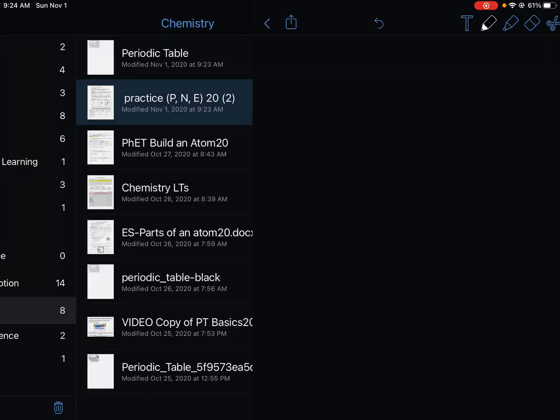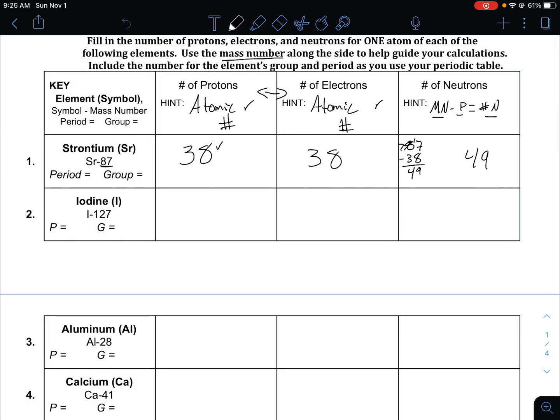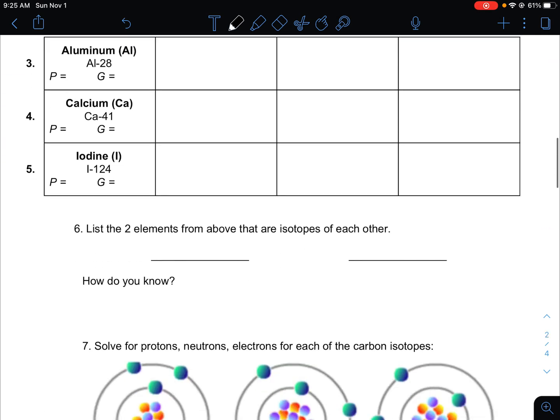There's one last thing we have to do. We need to find out the period and group of strontium. The more practice you can get with this, the better. So I'm going to start with period. Remember, periods are across the rows across the periodic table. So this one says it's in period 5. And then groups are these columns. And it says we are in group 2. So period 5, group 2 for strontium. Period 5, group 2. And that's all we need to do for that part.